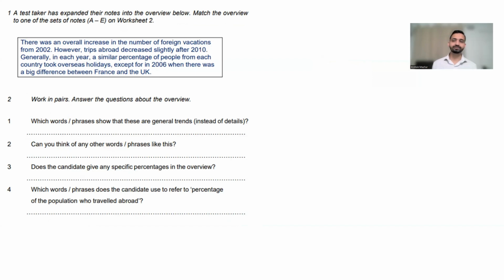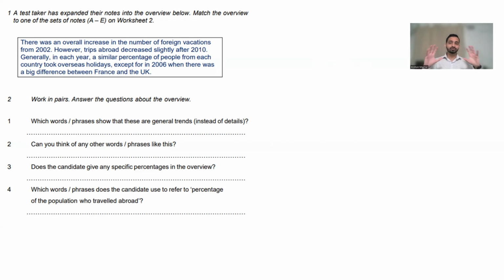So I'm going to read it out to you, and you will have to go back two screens and match from A to E which one this overview represents. So I'm going to read it out to you. There was an overall increase in the number of foreign vacations from 2002. However, trips abroad decreased slightly after 2010. Generally, in each year, a similar percentage of people from each country took overseas holidays, except for in 2006, when there was a big difference between France and the UK.